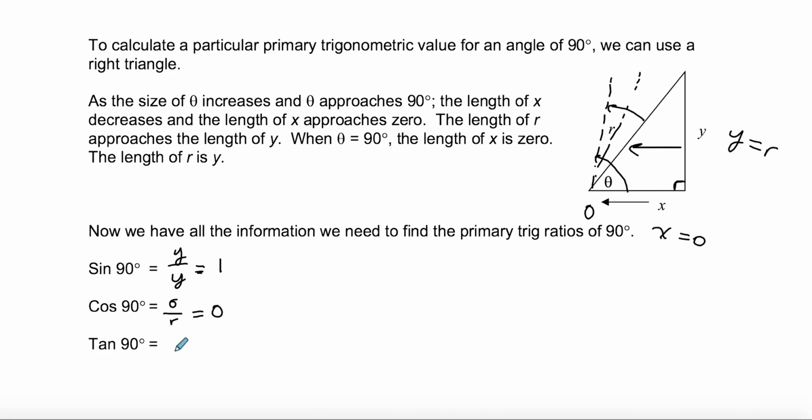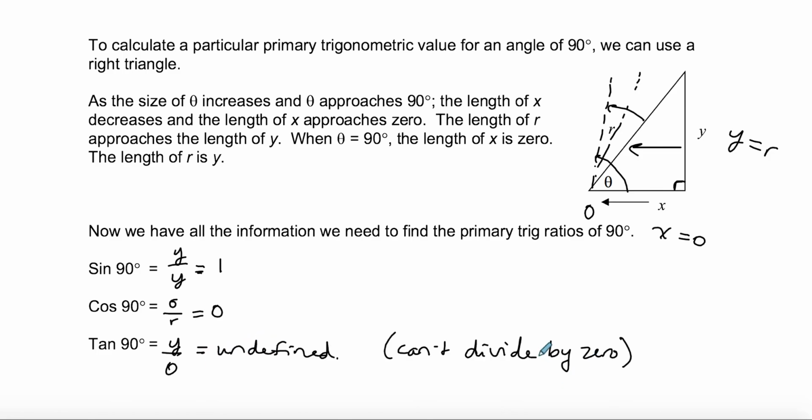And the tangent of 90, we do opposite over adjacent. So opposite, we could have y, and adjacent would be 0. But there is a rule in math that you can't divide by 0, so that is actually going to be undefined. So if you type tan 90 into your calculator, it should probably give you an error. Cos 90 into your calculator would give you 0, sine 90 would give you 1.